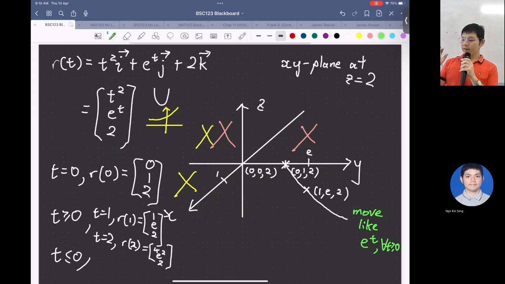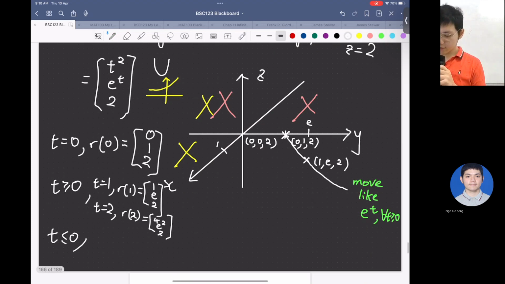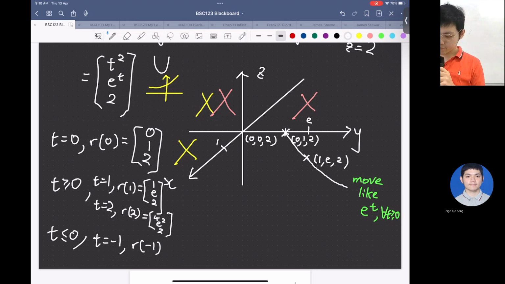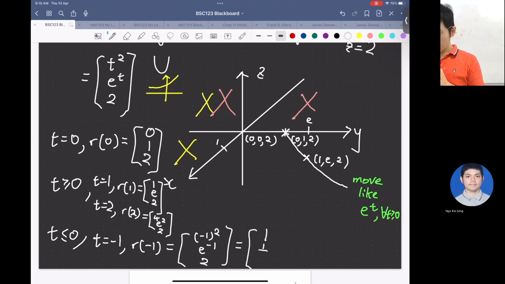What I told Lai just now is I haven't cared about t less than or equal to 0. Just now we didn't talk about it, because at first I thought it's the same, so I was not going to pursue that. But if you substitute t equals minus 1, what do we get? We get (-1) squared, e to the minus 1, and then 2. So we get (1, 1/e, 2). Is 1 divided by e greater than e or smaller than e? Smaller than e, right? So over this x equals 1, we have 1 over e here. We have this point, so maybe we will join it here.